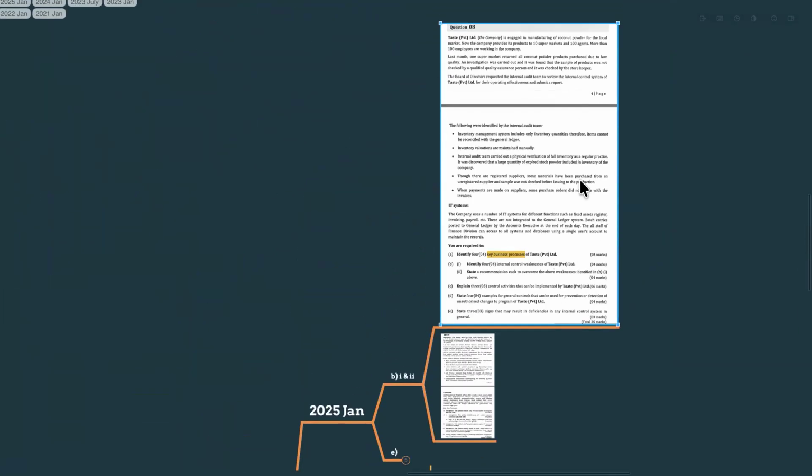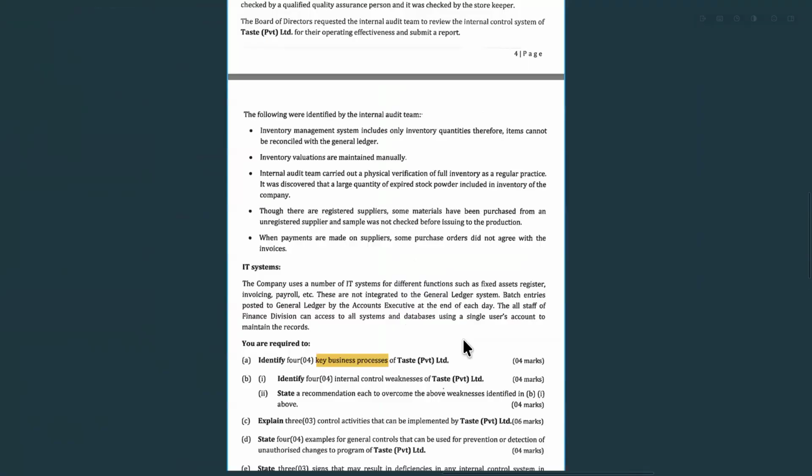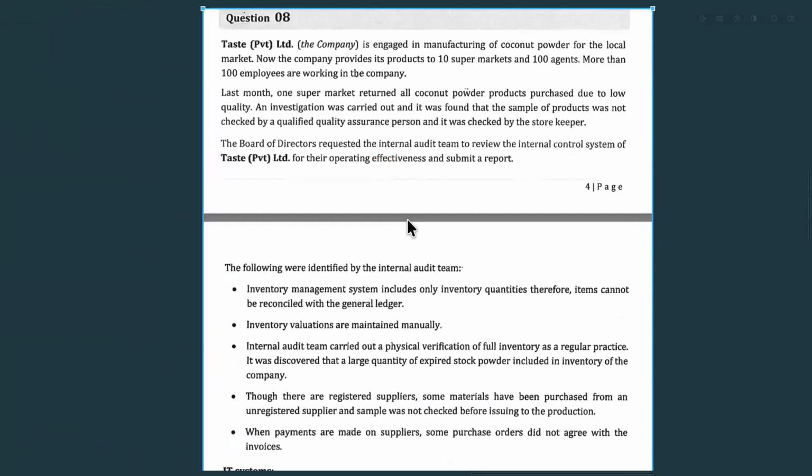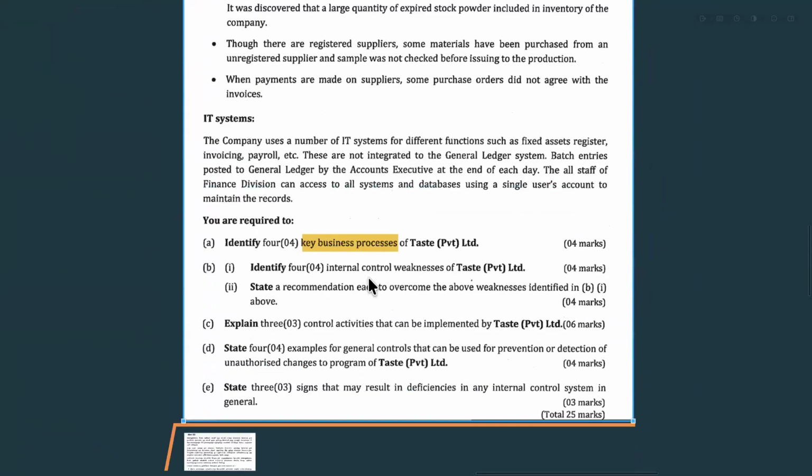Let's see the 2025 January question, where we have to identify four internal control weaknesses of TASE Private Limited for a 4 marks question, and state a recommendation each to overcome the weaknesses identified above. So first you have to identify the weaknesses and then provide a recommendation. Let's read the case studies. You have to read the case studies only to answer this question.